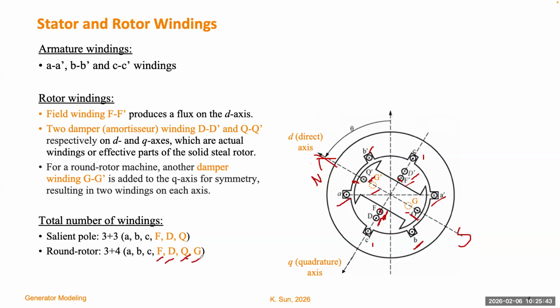So such as you have 2 rotor windings in D and 2 rotor windings in Q. So for a cylindrical rotor generator, for this case, we need to model at least 6 windings, 3 plus 3. But for a round rotor generator, we need to model 3 plus 4, 7 windings.